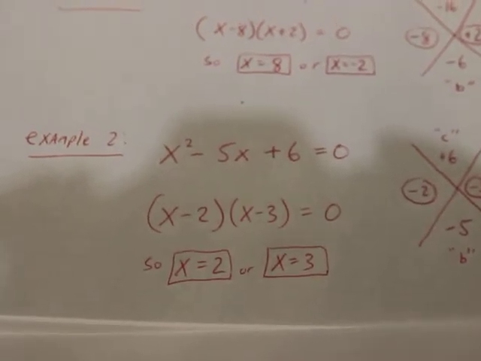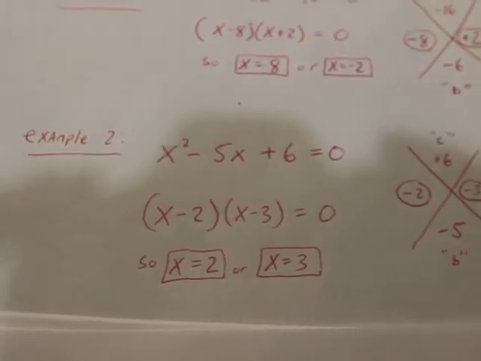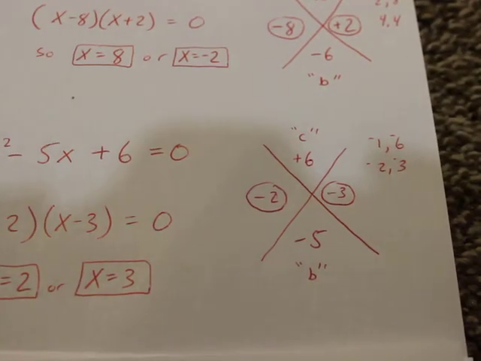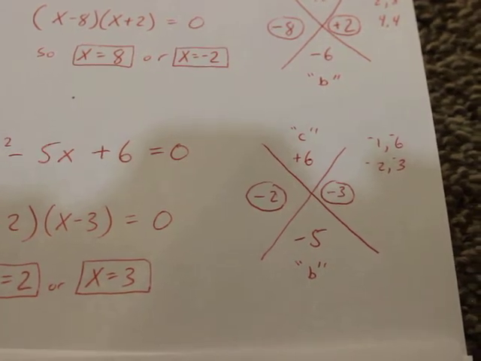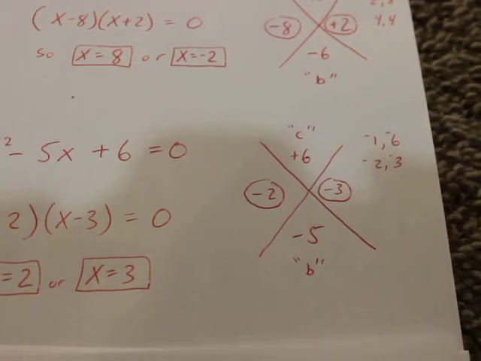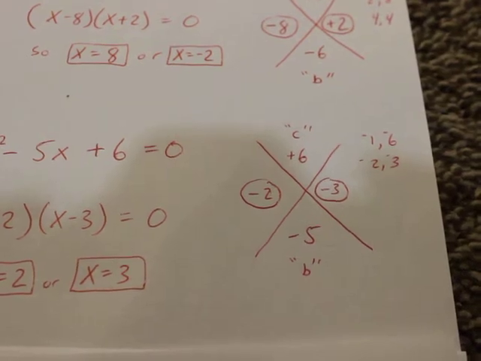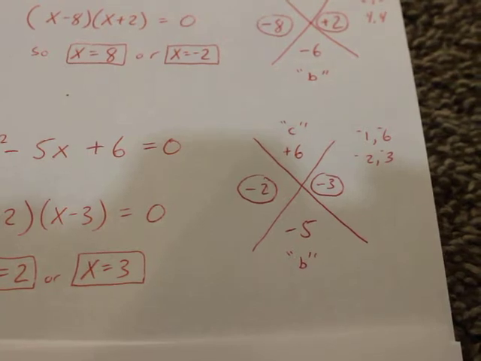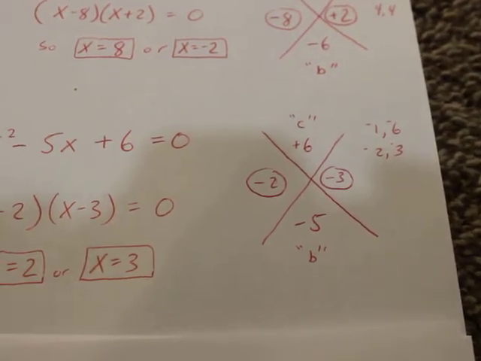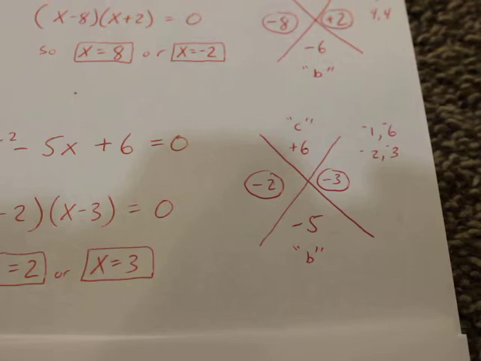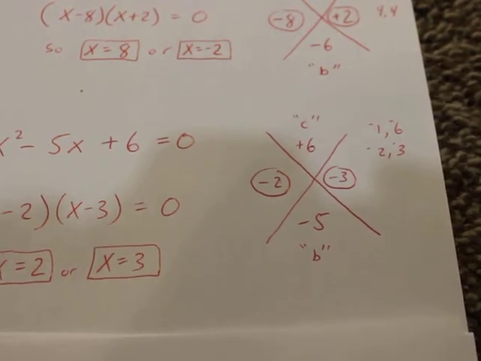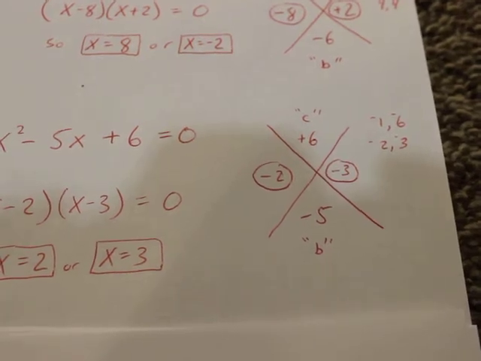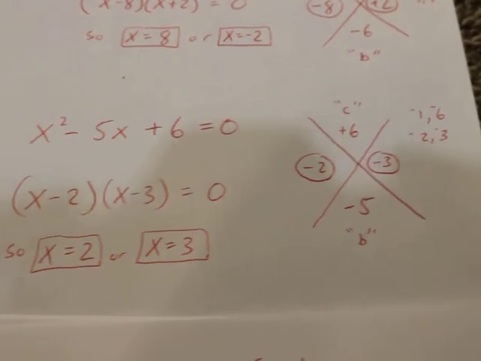Example 2, in case you didn't get example 1, same thing. x squared minus 5x plus 6 equals 0. I'm going to put the c value in the top of the x, plus 6. Put the b value in the bottom, minus 5. The factors of a positive 6 that will add to give you negative 5. So I'm obviously looking for negative numbers, because a negative times a negative is a positive, and will also add to negative 5. And the factors of 6 are 1 and 6, and 2 and 3. So if I take that factor pair, negative 2 times negative 3, that will multiply to give me positive 6, and add to give me negative 5.